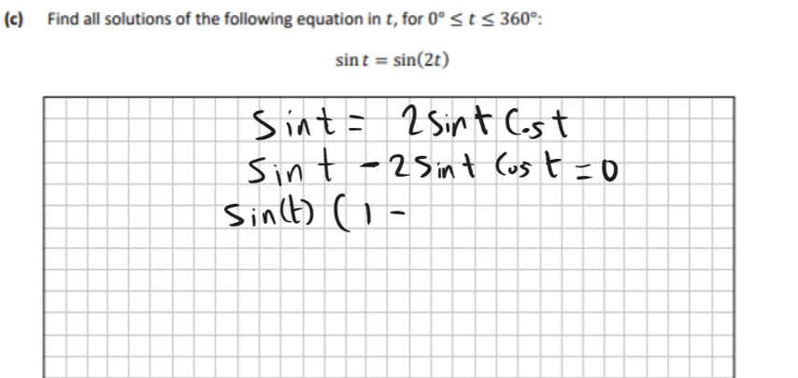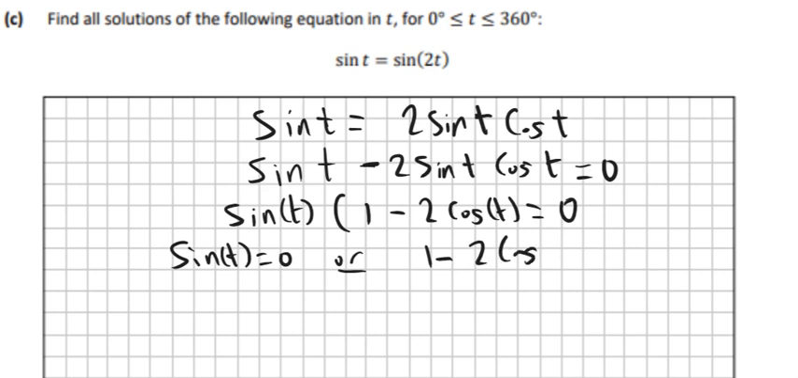Right, so we get 1 minus 2 cos t is equal to 0. So then one of the things has to be 0. So either sine t is equal to 0 or 1 minus 2 cos t is equal to 0. So the first one is straightforward. The second one, move over the 1 to the other side, we get minus 2 cos t is equal to minus 1. Divide over the minus 2, we get cos t is equal to a half.